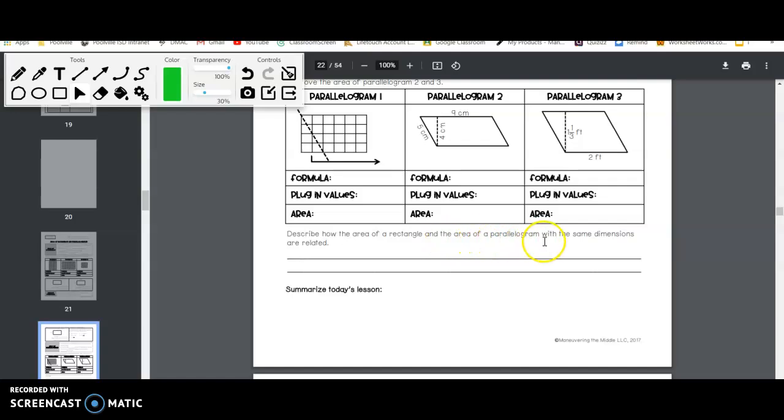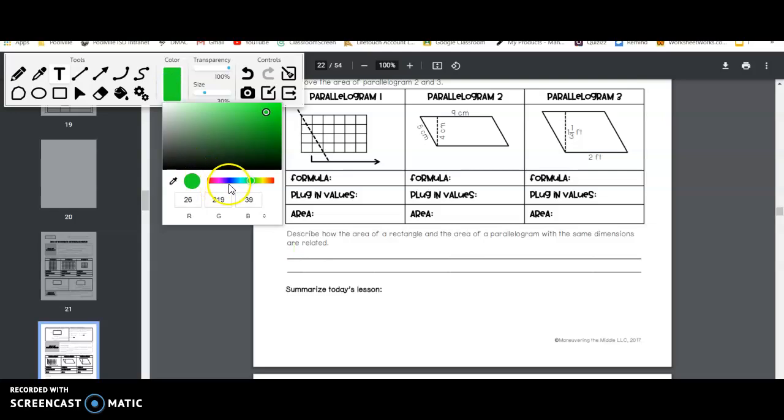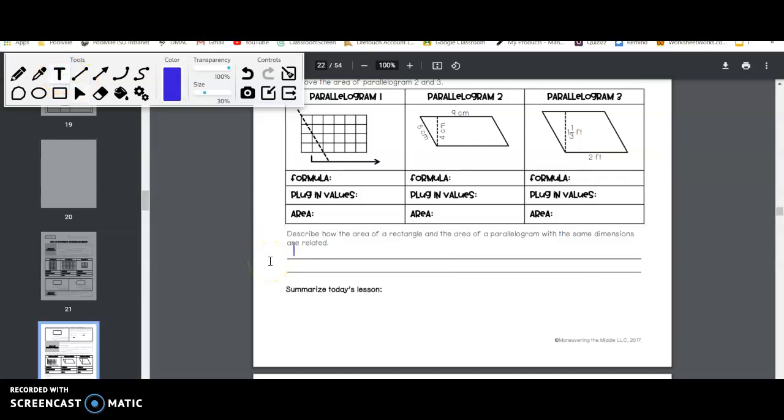Describe how the area of a rectangle and the area of a parallelogram with the same dimensions are related. So what you could say is, change it to blue so you can see it better. You find the area of both shapes the same way by using the formula. Sorry, I'm just going to put by using A equals base times height. All right. Now wash that away.